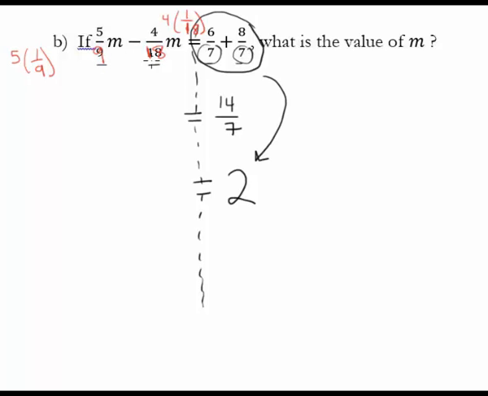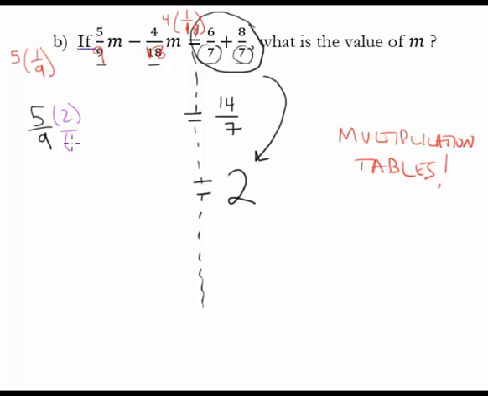Well, if I just look at 9 and I look at 18, and I remember all of my multiplication tables, which of course were all memorized by this point, it should pop right out in your mind that 9 times 2 is 18. So let's take this fraction, 5/9, and multiply it by 2 over 2, and find out that 5/9 is really nothing more than 10/18.